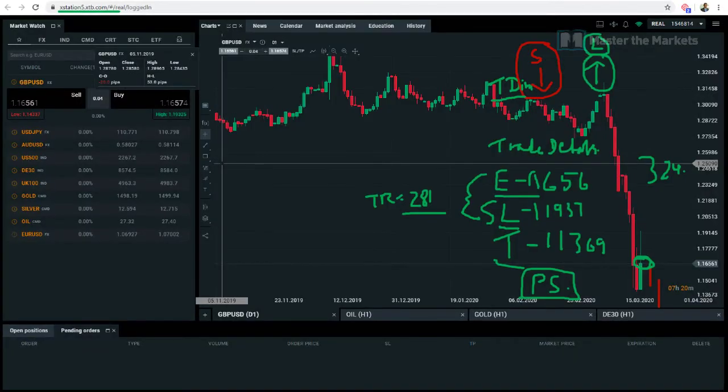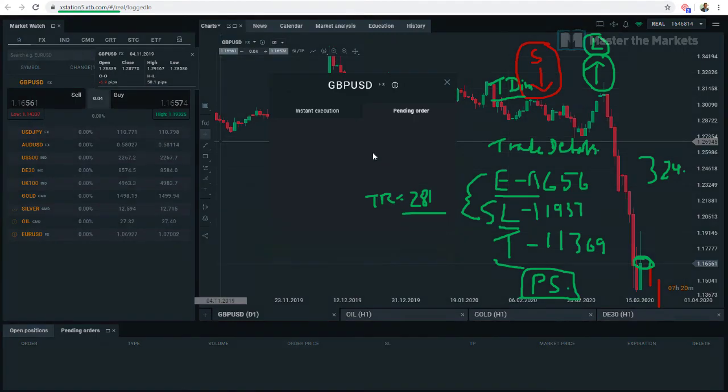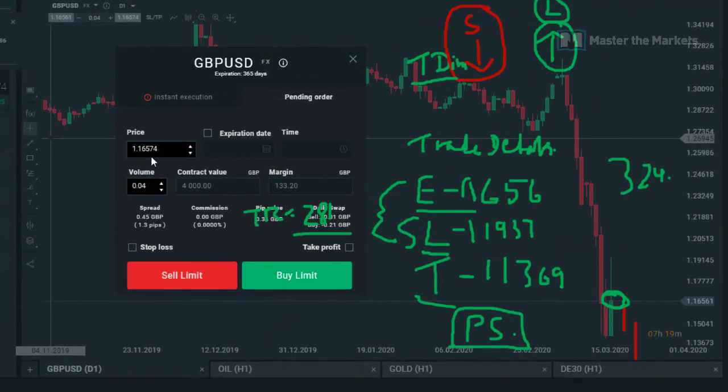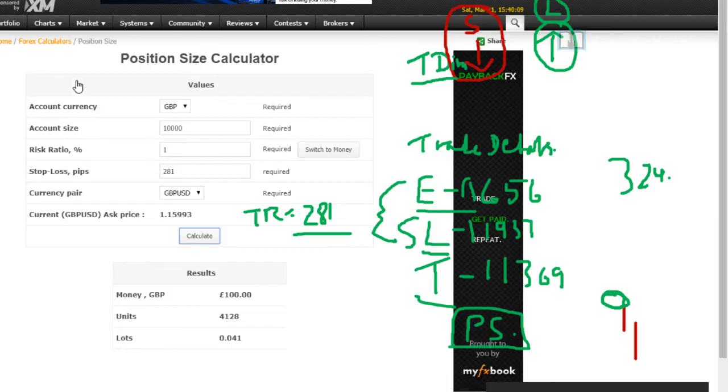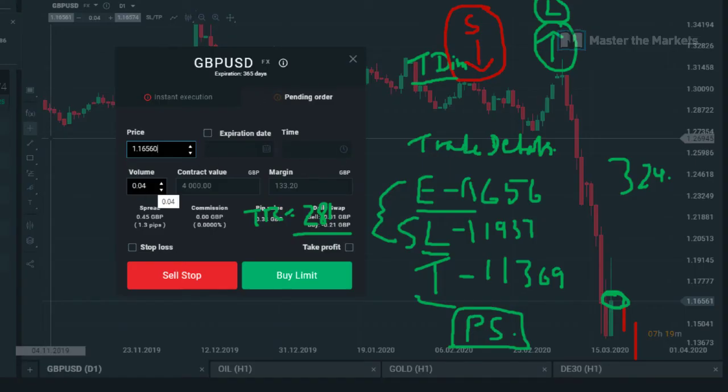I go back to my Xstation platform. Then what I do, I'm ready now to get my ticket, open ticket over here. Then I punch in all these numbers into there. So my price that I do want to sell at 1.1656, and then volume, as you know, I've already got that from my position size calculator, 0.04 lots. So that's what I'm going to be clicking in here.